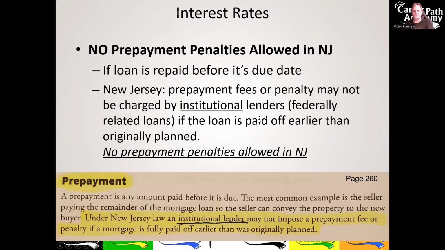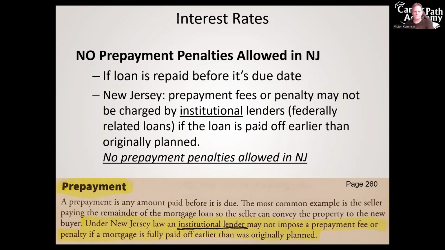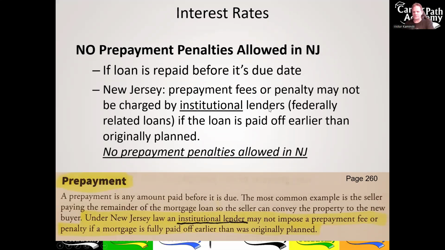Okay, prepayment penalties are not allowed in New Jersey. No prepayment penalties are allowed if a loan is paid off sooner than originally planned. However, the no prepayment penalty rule only applies to institutional lenders on federally related loans. So if the loan is paid off any earlier than originally planned, no prepayment penalties are allowed. So just study that for exams. No prepayment penalties ever allowed in New Jersey. Just study that and know that.